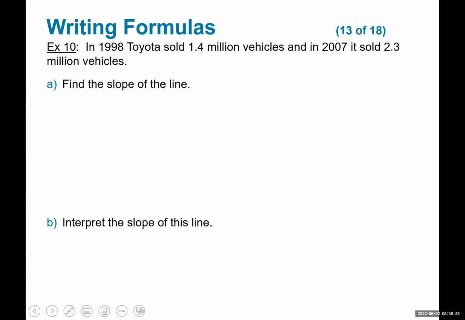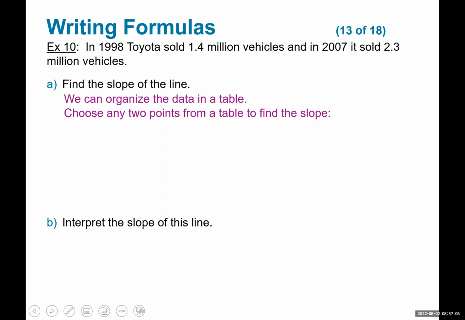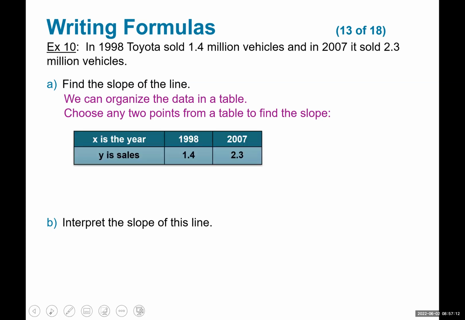Okay. All right, we are getting to the nitty-gritty part where we actually are writing formulas and using applications. So in 1998, Toyota sold 1.4 million vehicles. And in 2007, it sold 2.3 million vehicles. Baby, Toyota is growing, okay? It says find the slope of the line. So first off, finding slope, you have to have 2 points. So let's identify those 2 points. We can organize those points in a table if we wanted to. So we have 1998, 1.4 million, 2007, 2.3 million.